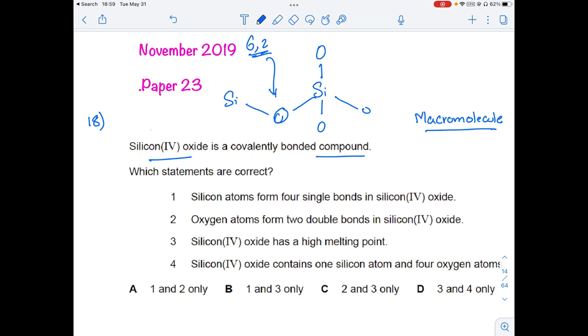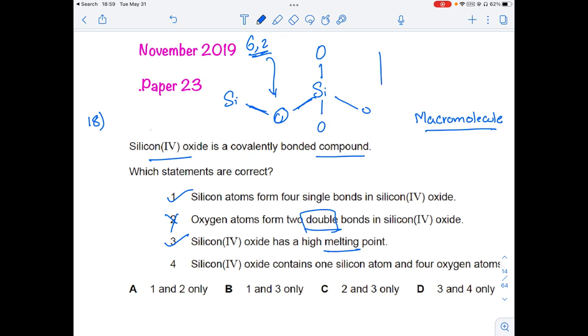So once we come to the options: silicon atom forms four single bonds. Yes, that is correct. Oxygen atom forms two double bonds. No, it is not two double bonds. They form single bonds. So therefore that is wrong. And silicon oxide has a high melting point. Yes, that is correct, because why does it have a high melting point?